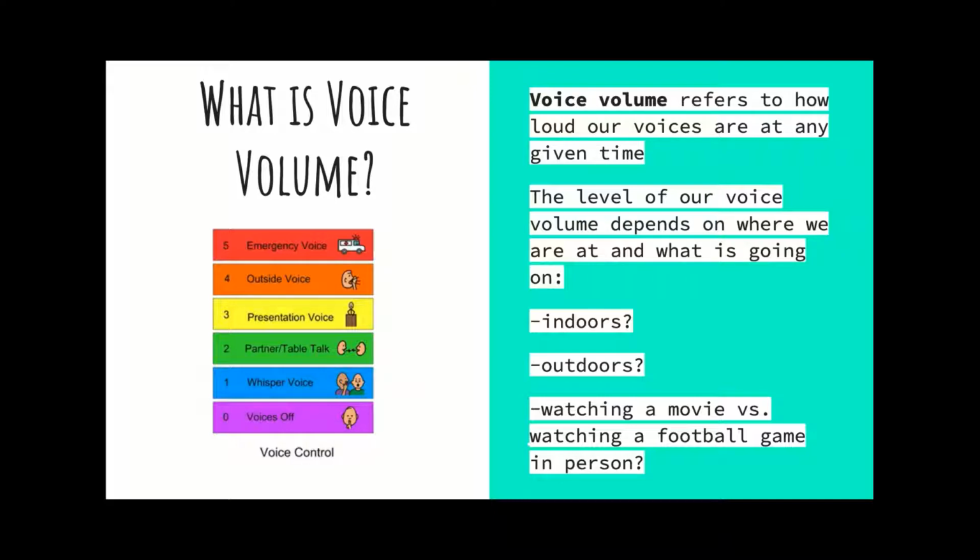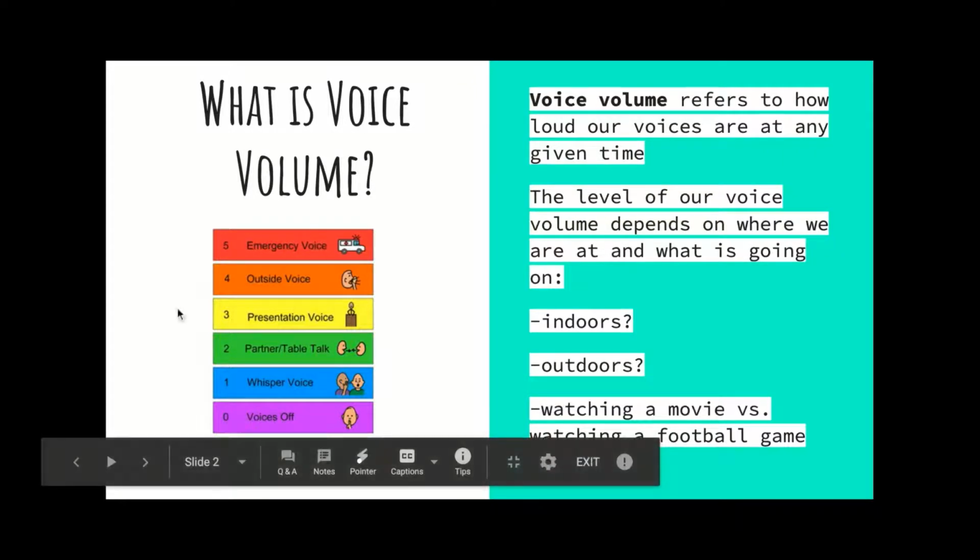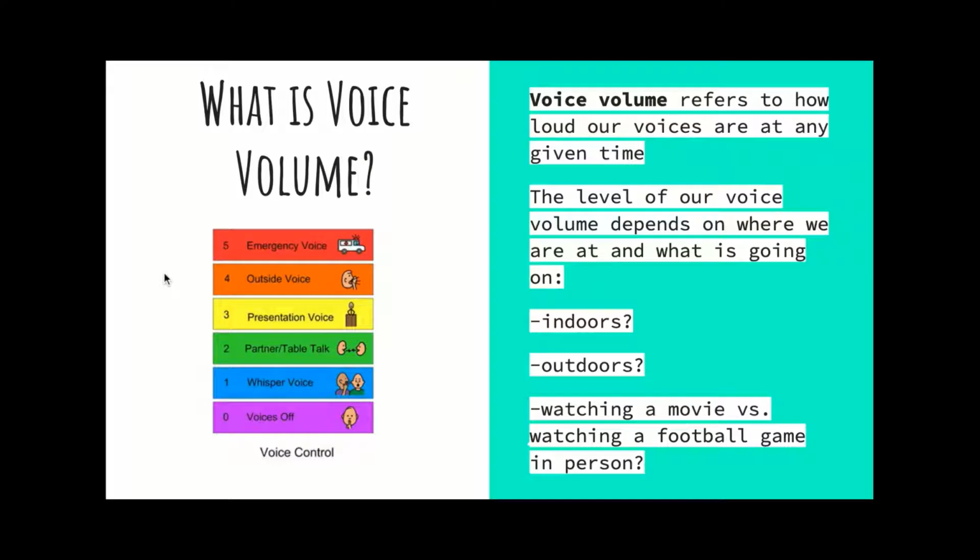Are you indoors or are you outdoors? Are you doing a quiet activity like watching a movie or a loud activity like watching a football game in person? Underneath the voice volume title, you'll see a picture. This picture talks about the different levels of voice volume. So 0 is voices off. We are not talking, we are listening only. That's like when teachers are giving a lesson or when you are watching a movie or at church.